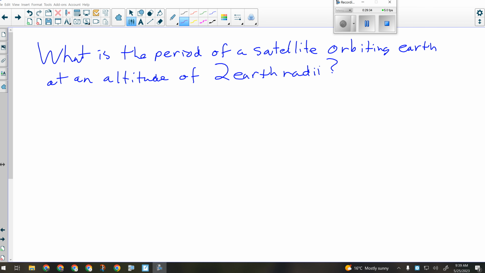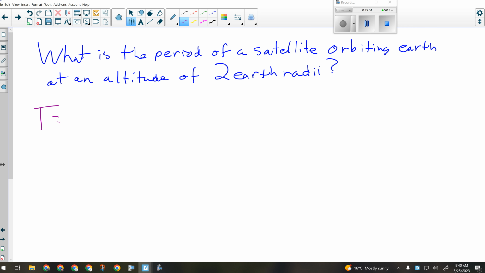So we are looking for the period of a satellite. What are my units going to come out to? Seconds, is that okay? Totally okay. Unless they specify otherwise, we'll leave it in seconds. We had a question on the quiz that specified it wanted it in hours, so we had to convert. Unless it actually specifies, leave it in seconds.